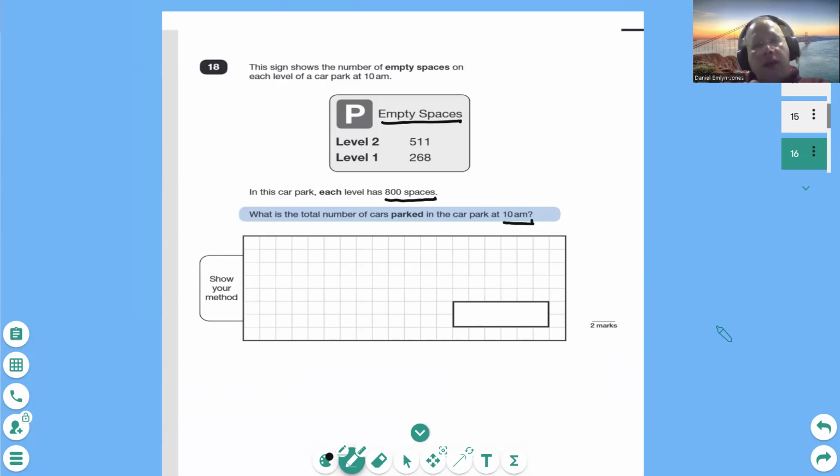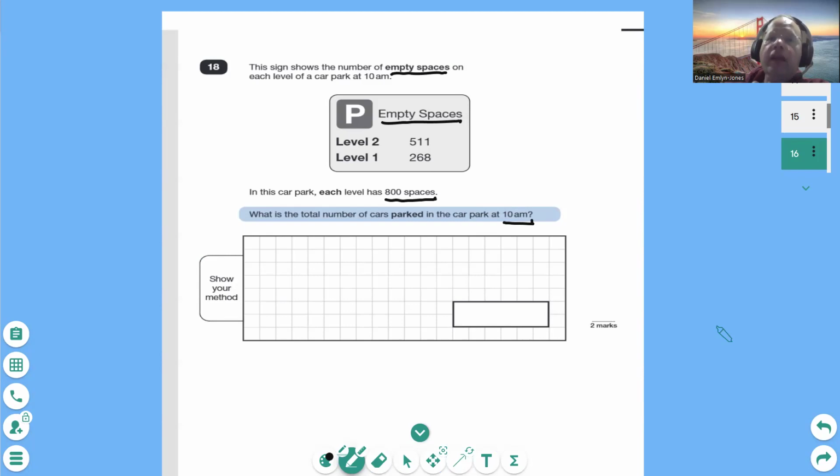Well, that's quite a big question, so I think we need to read it again. Don't you know? If you ever get to a question you're not sure, read it again. This and take each bit in bite-sized portions. This sign shows the number of empty spaces. They put that in bold, so that's important. On each level of car park at 10 a.m. Each level has 800 spaces. What is the total number of cars parked in the car park at 8 a.m.?